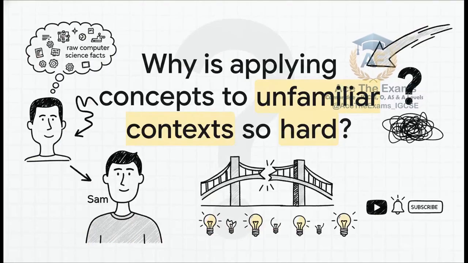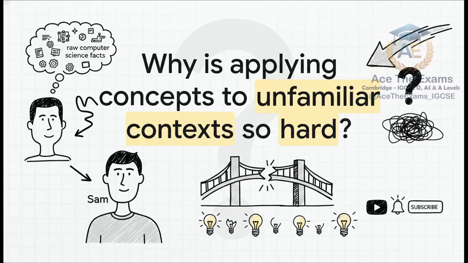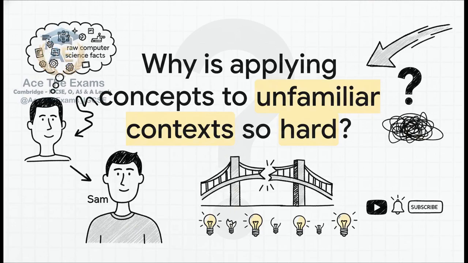Why do students struggle so much to apply record structures to completely unfamiliar contexts? You know, this specific issue is the root cause of lost marks across the board, year after year. Let me paint a picture for you based on real Cambridge past papers. In the exam room, we typically see two types of students who struggle here. Let's call our first student Alex. Now, Alex studies hard. Alex overloads their exam answers with every raw computer science fact they can remember.